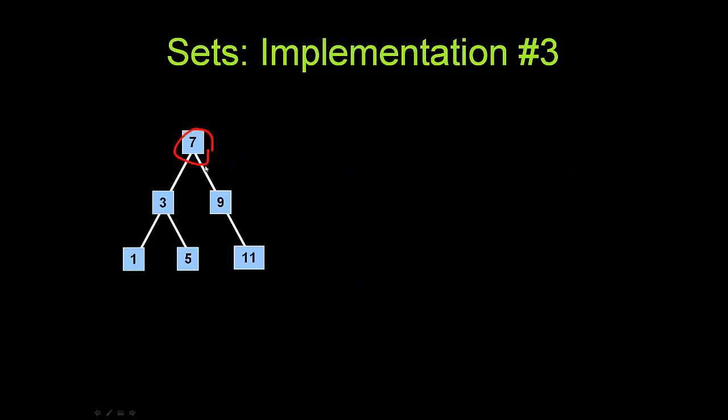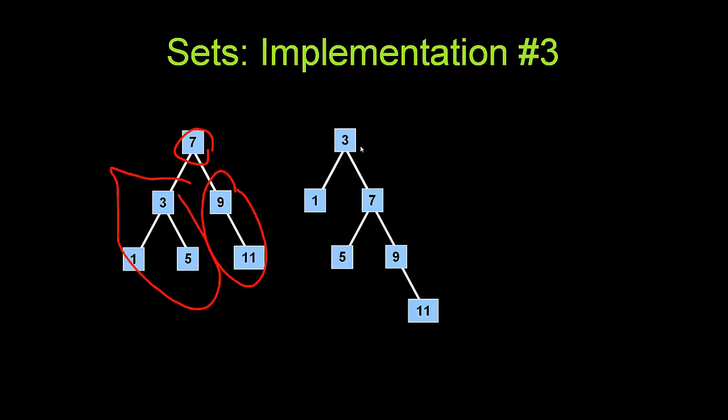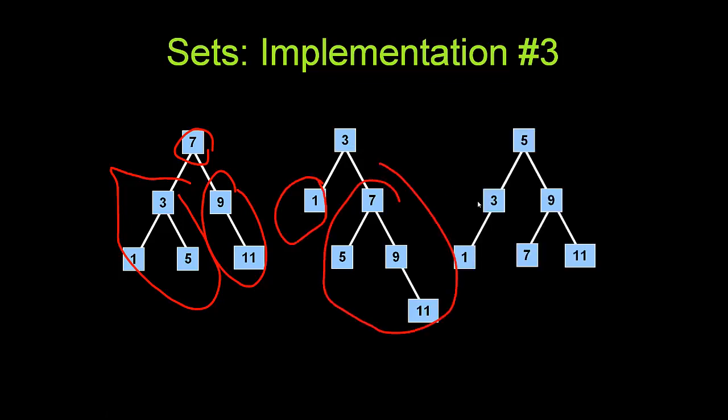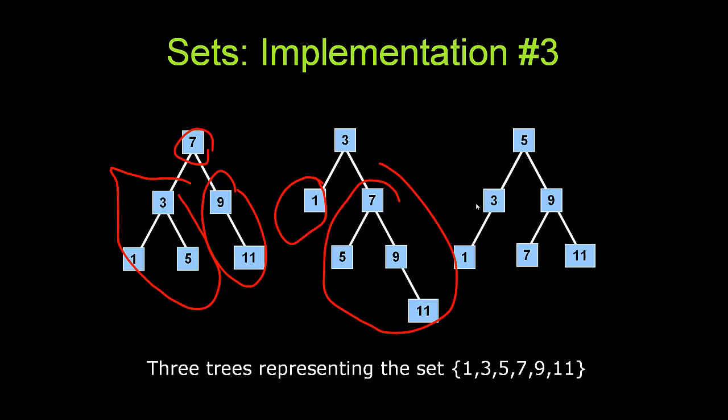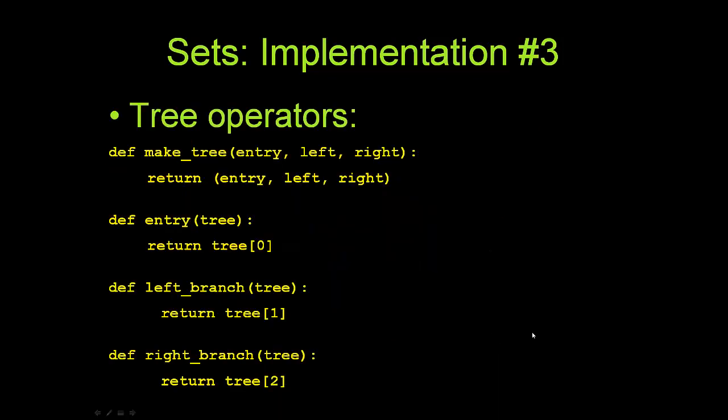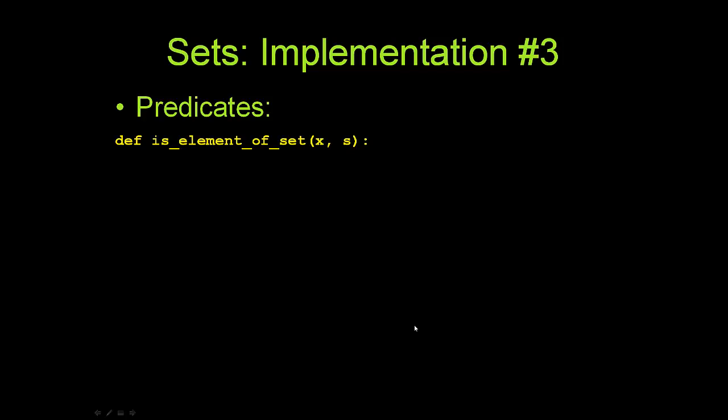So here is 7. Everything on the left is smaller, everything on the right is bigger. This is also a binary tree, right? Everything on the left is smaller, everything on the right is bigger, and this is also a binary tree. Essentially, these 3 trees represent the same set: 1, 3, 5, 7, 9, 11. And these are the operations to make a tree. You make a tree from the basic element in the current node, the left subtree, and the right subtree. To get them, you return the first thing as the entry, the left branch is the second thing, and the right branch is the third thing.